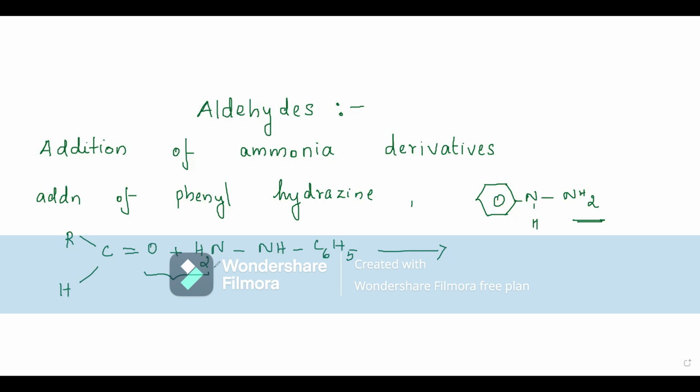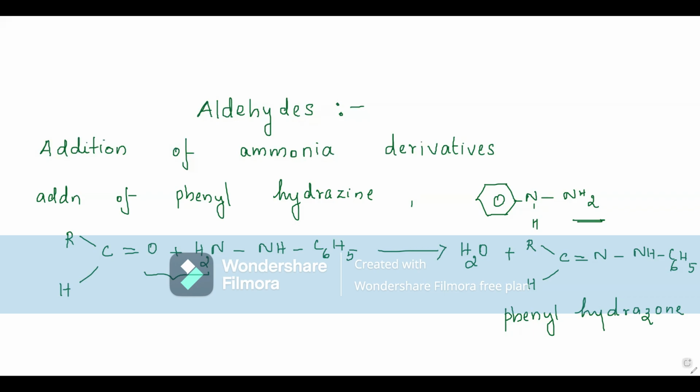There is elimination of a molecule of water. H2O is eliminated, and there remains RCH double bond N, NH, C6H5, and the product is called phenylhydrazone. When phenylhydrazine is added to an aldehyde or to a ketone, the product obtained is called phenylhydrazone.